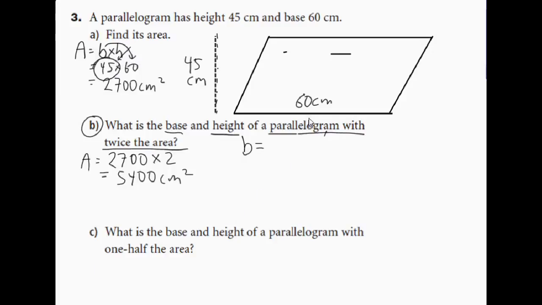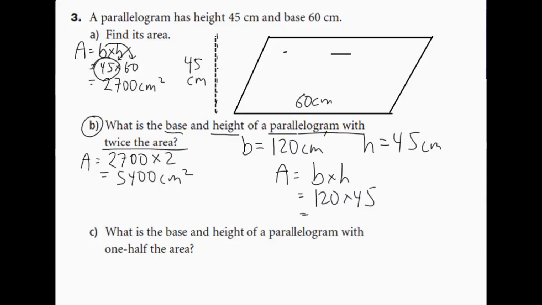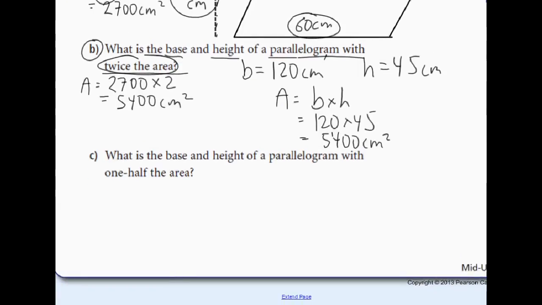So let's make our base, instead of 60, let's make it 120. And let's leave our height the same, and let's see if that doubles things. So area equals base times height, which equals 120 times 45. And we'll take our calculator, and we'll find that that gives us 5,400 centimeters squared. So indeed, if we want to double the area, we could either double the base or double the height, one or the other. And C, what is the base and height of a parallelogram with 1/2 the area?